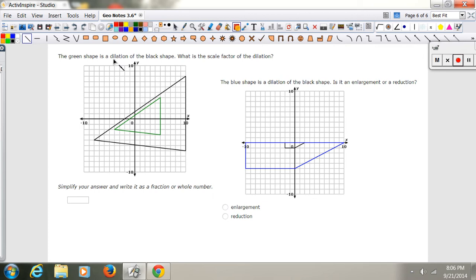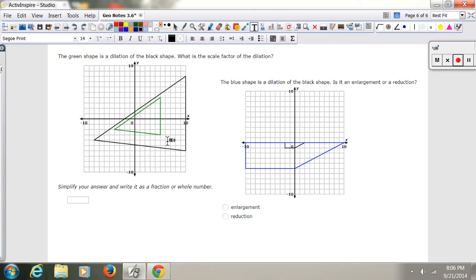Okay, the green shape is a dilation of the black shape. So the green shape's the dilation. That means it got smaller. That means our scale factor should be less than 1. And it looks like from the origin, we're going to go up 1, 2, 3, 4 over 1, 2, 3, 4, 5. Well, actually, let's just take points. I think with points we can do it better. So that's going to be the point 10, 8. If we want to find the scale factor, that's 10, 8, and this is 5, 4.